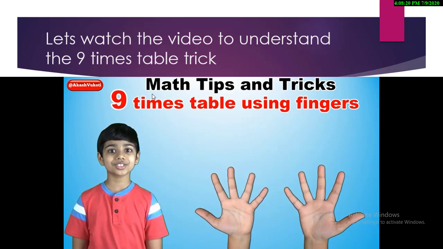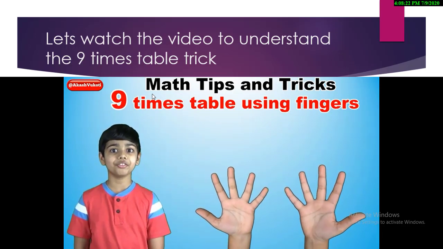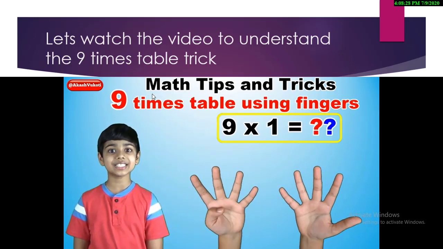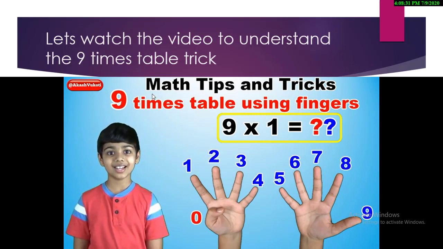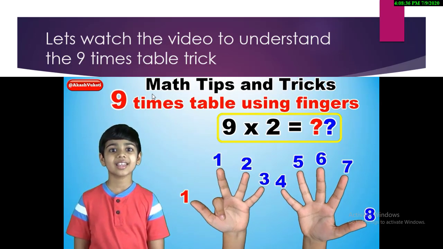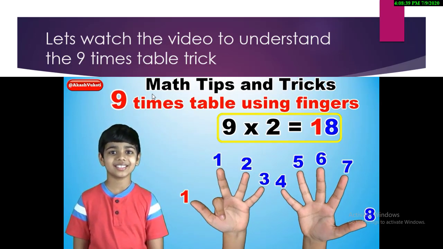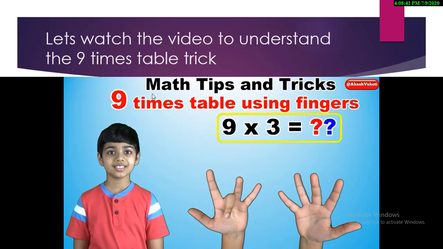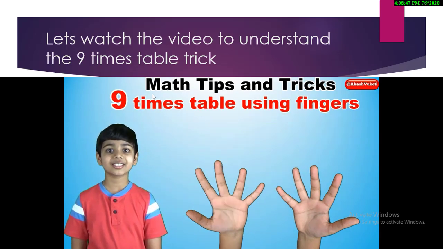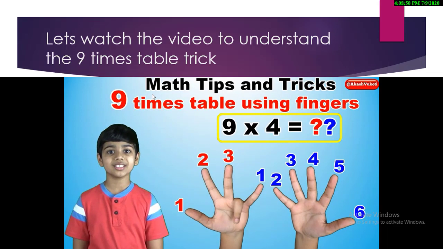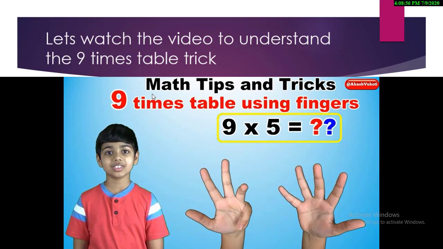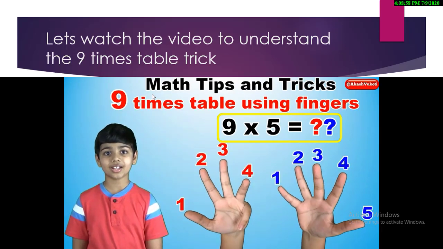Now, let's do the 9 times table from the very beginning. 9 times 1 is 0, 9. 9. 9 times 2 is 1, 8. 18. 9 times 3 is 2, 7. 27. 9 times 4 is 3, 6. 36. 9 times 5 is 4, 5.